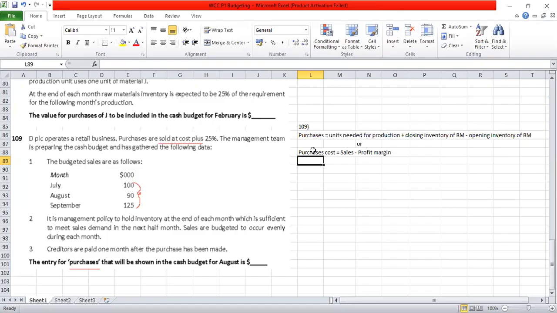We do not have the beginning inventory, ending inventory; the opening and closing inventories are not given. Only one thing is mentioned: purchases are sold at cost plus 25%. The only information we have is about the sales. So take the sales amount and deduct the profit margin. Profit margin is mentioned as 25%. Cost plus profit is equal to sales. So if cost is taken as 100%, 25%.